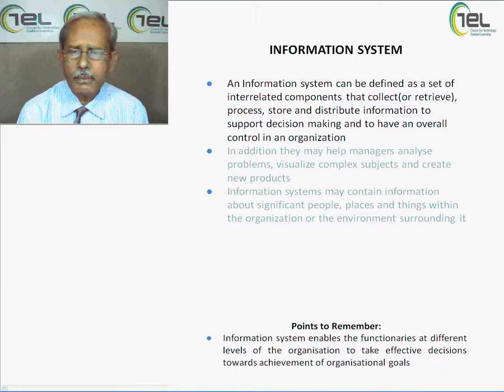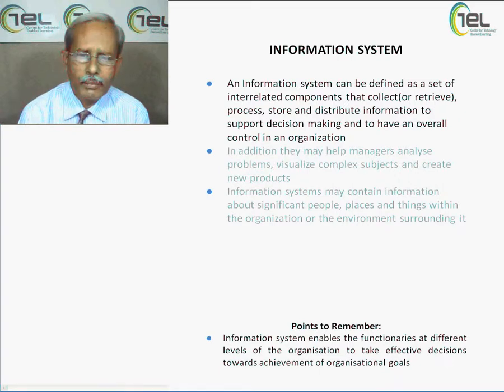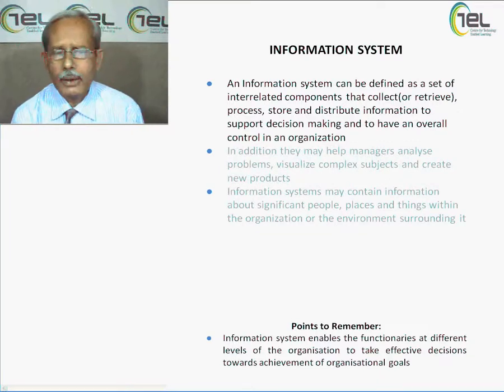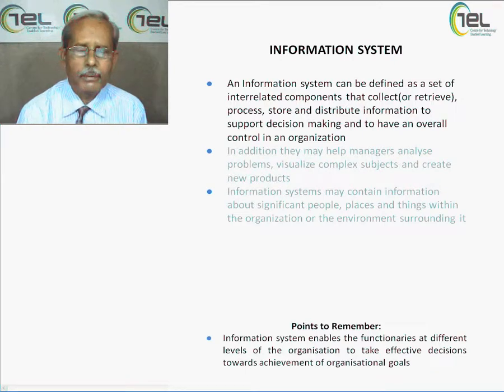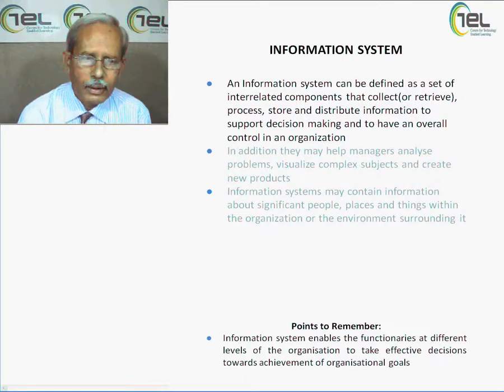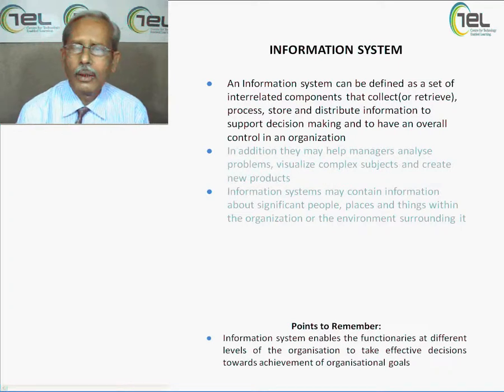An information system is defined as a set of interrelated components that collect or process, store and distribute information to support decision making, as you see here. Information is available in an organization internally, and information is available externally. An organization requires information regarding the people, what they are doing at different levels of the organization, whether it is the strategic level, the tactical level or the operational level.